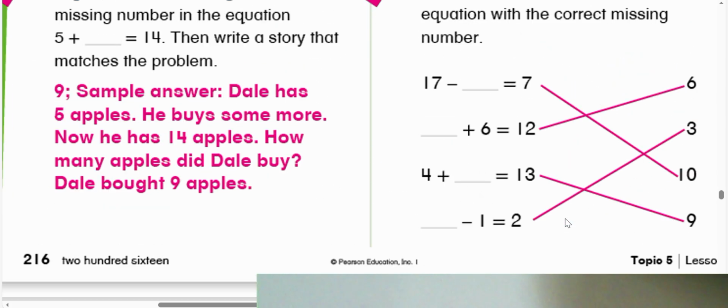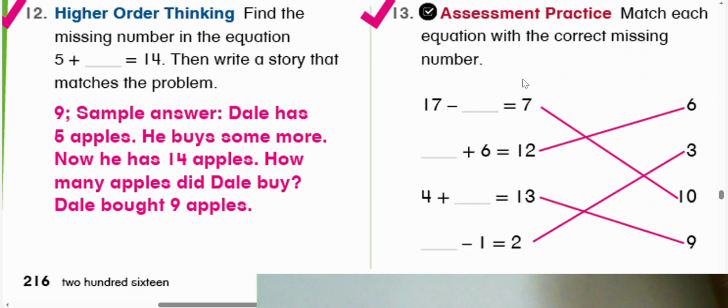Thinking now about the missing number. 17 minus 7 equals 10. 6 plus 6 equals 12. 4 plus 9 is 13. 10 minus 2 equals 8. We can write here the number 2 plus 1 equals 3. We have here 3. 3 minus 1 equals 2. 5 plus 9 equals 14. We can count from 5 to 14. Then the result will be 9.